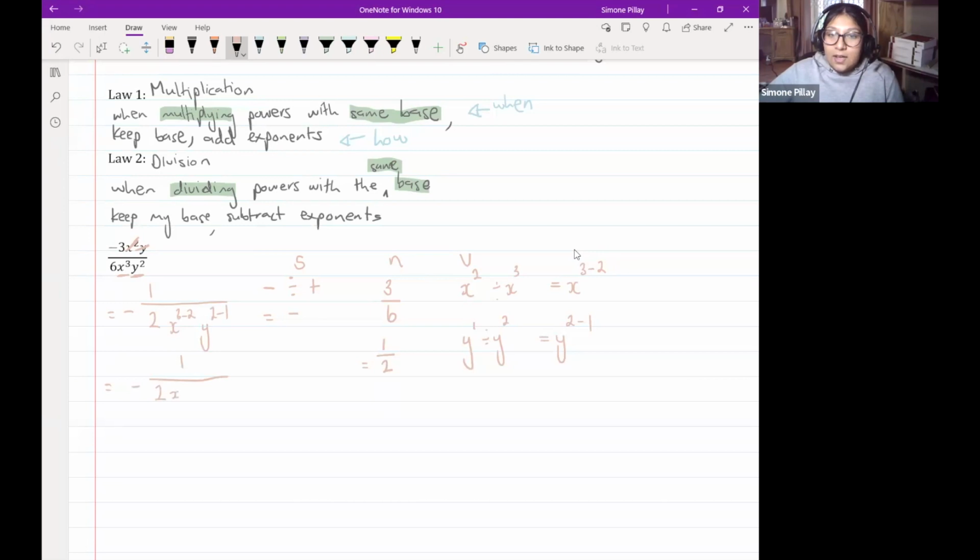2xy. So, Liahu, you were close. You missed out your y. 3 minus 2 is 1, so we still have x to the power of 1. And 2 minus 1 is 1 as well, so that will also be y to the power of 1. The other way we could have done that, just again quickly, is we could have said, okay, let's look at it.